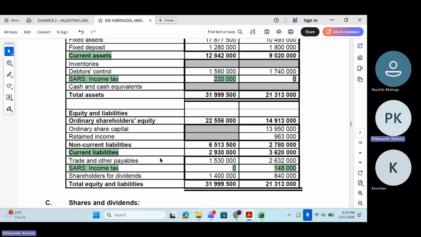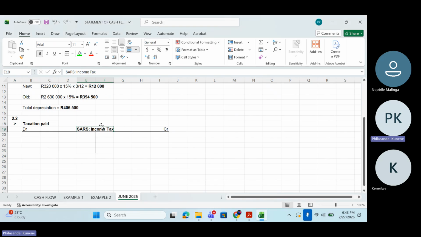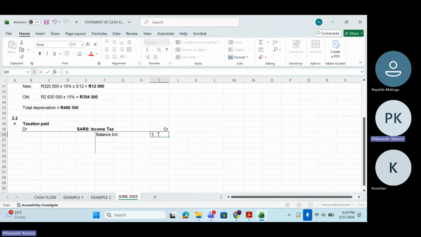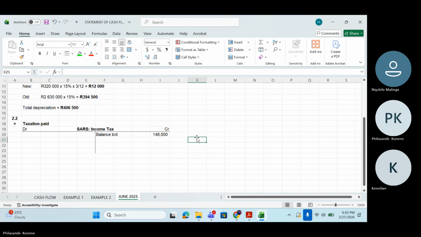But in this one, opening balance is a liability, closing balance is an asset. Let's go and put the opening balance. Opening balance is a liability. So I'm going to say balance brought down this side for my SARS income tax. And how much is that? That is 148,000 rand. So I'm going to record 148,000 rand here. Okay. Then we know very well that my balance brought down should be this side.